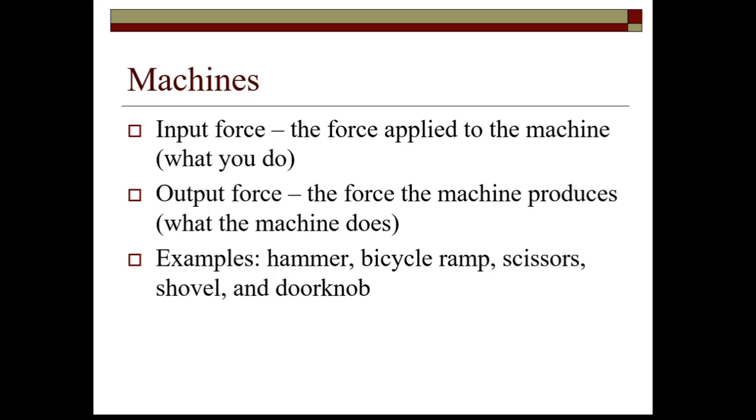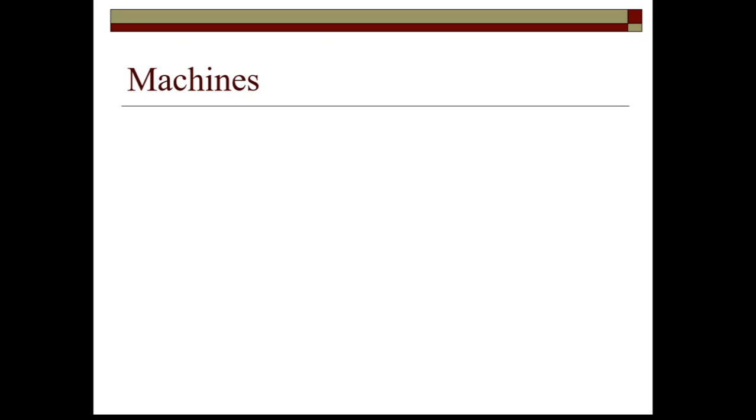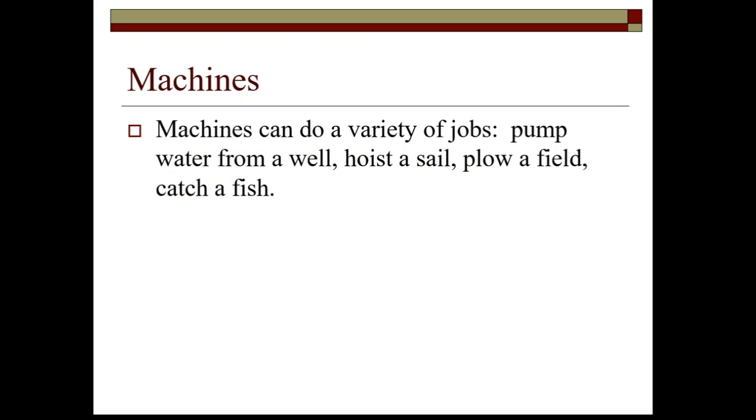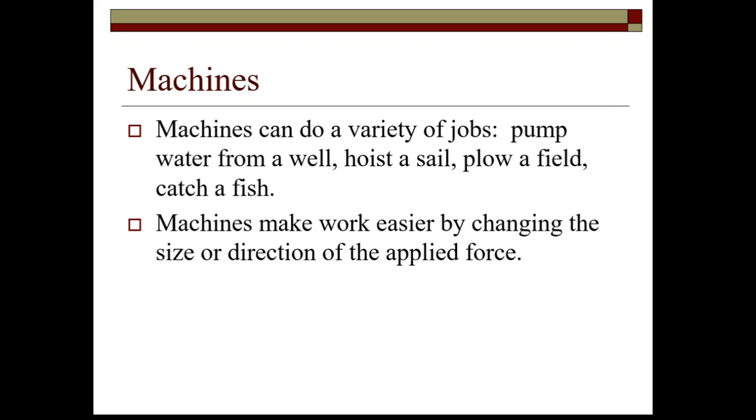Okay, so examples are hammer, bicycle ramp, scissors, shovel, and doorknob. Those are all examples of simple machines. Machines can do a variety of jobs, and those are just some examples. They make work easier by changing the size or direction of the applied force.